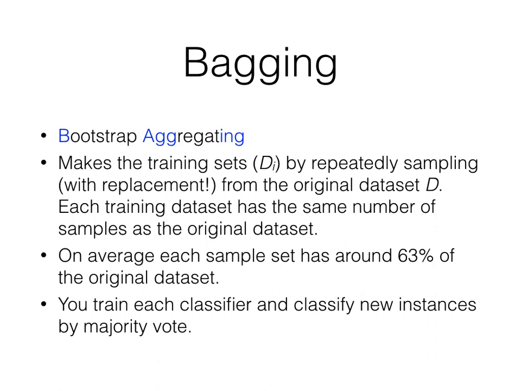So that's called a bootstrap sample, and that's why we're saying bootstrap aggregating. So on average, when you do that, each of the D sub i training sets has about 63% of the original data points from the original data set. And then what we're going to do is, for each of those D sub i's, we just train a classifier and then classify the instances by using the majority vote.